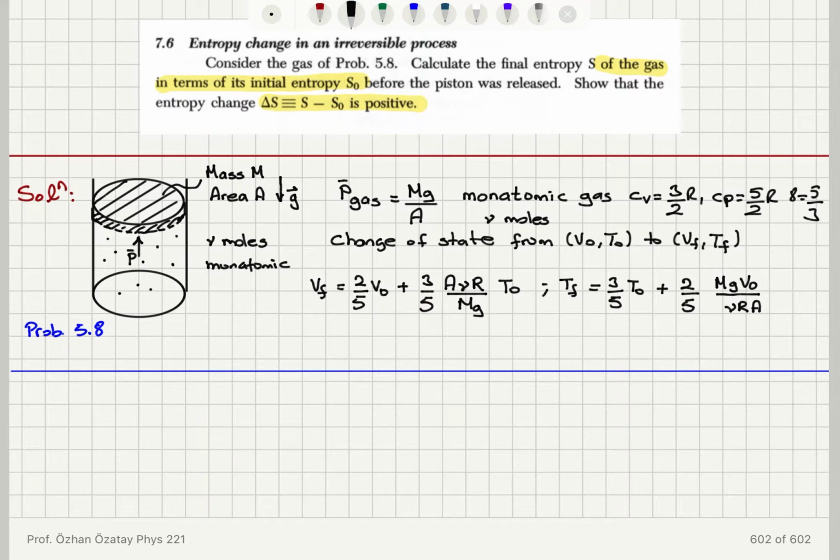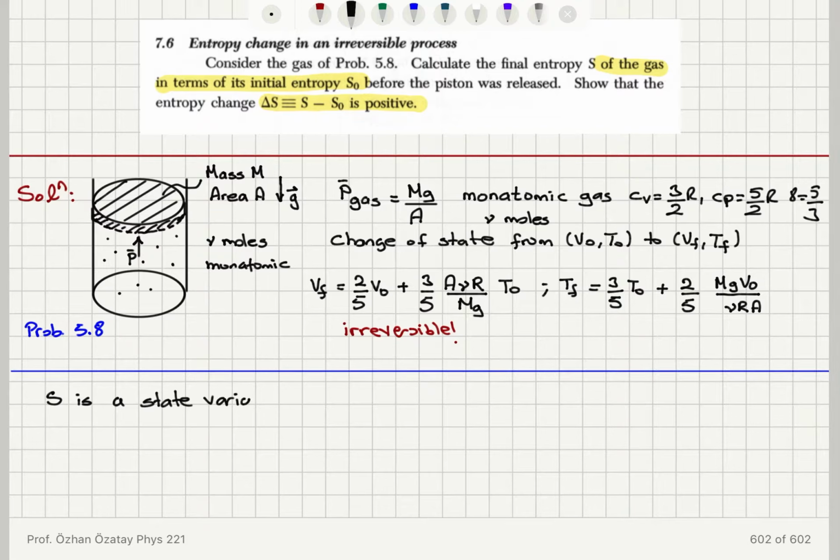We had a change of state from initial volume and temperature V0, T0 to final volume and temperature V final, T final, and we calculated what these values are in problem 5.8. Now we're going to calculate the entropy change. Now this is an irreversible process, so we cannot use this process. So this is irreversible process. Now, the entropy is a state variable.